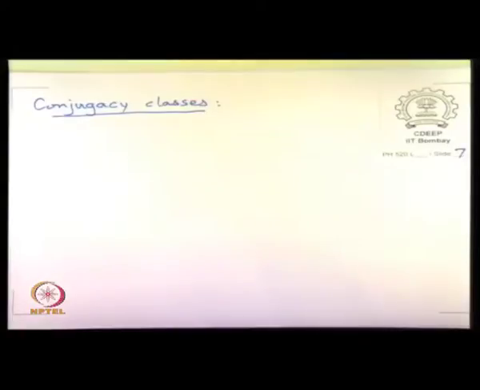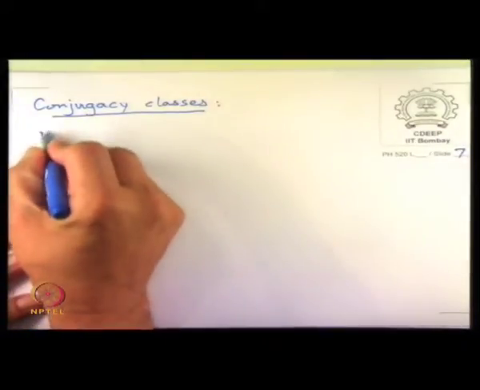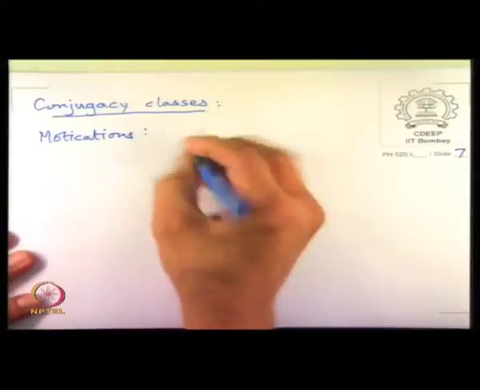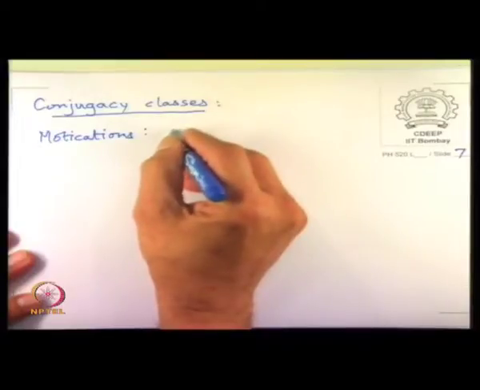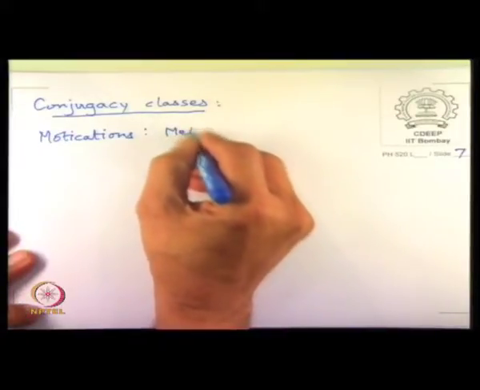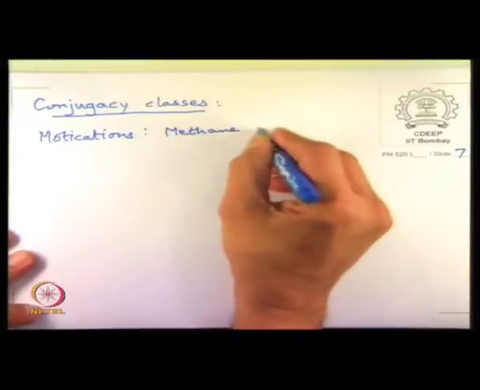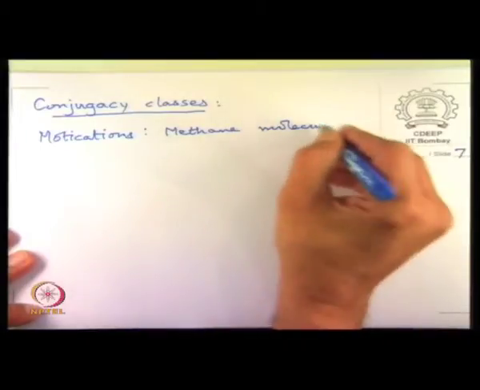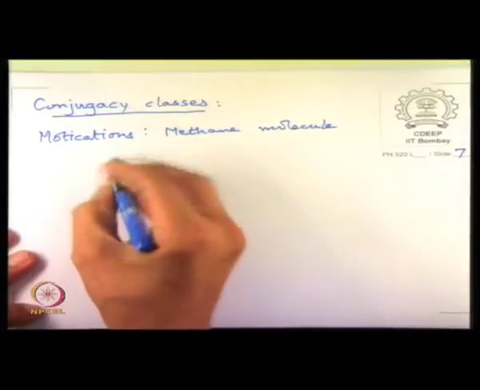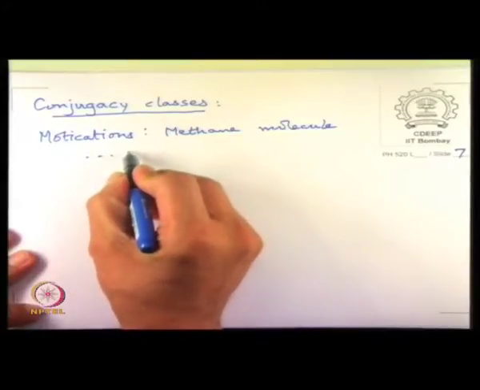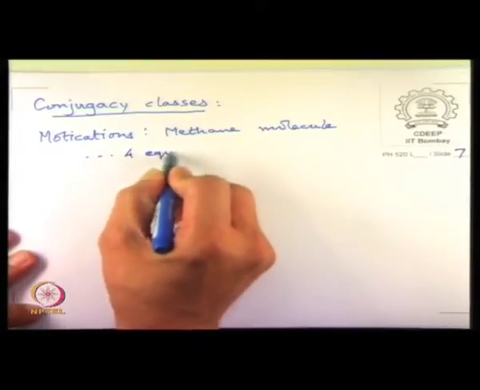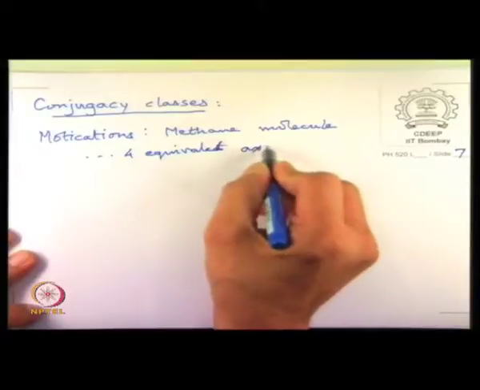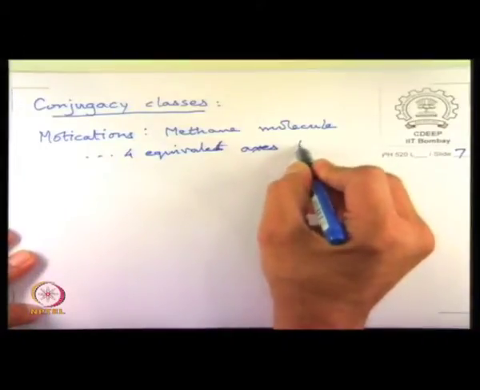We can also motivate it in another way. So one motivation was the methane molecule. Ammonia has a similar thing, but it has a different structure. In the methane molecule, there are 4 equivalent axes joining H and C.